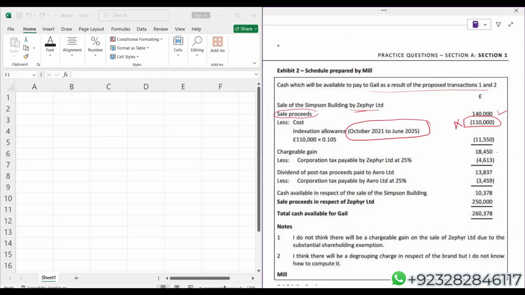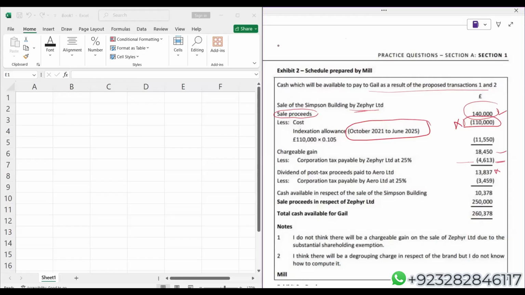Chargeable gain is this, and then corporation tax 25%, dividend of post tax proceed paid to Arrow. What are they doing? They're deducting tax from the chargeable gain. When we say post tax proceed, even though you made a technical error, you should have deducted the corporation tax from the sale proceed. And your sale proceed is 1,40,000. So actually 13,837 is not your post-tax proceed. That is also incorrect.